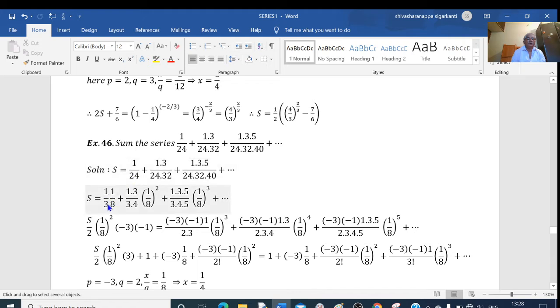I will write this as 1 by 3 into 1 by 8 plus 1 into 3 divided by, this is 8 into 3, 8 into 4, that is 3 into 4 into 8 square, that is 1 by 8 whole square. Plus 1 into 3 into 5 divided by, this is 8 into 3, 8 into 4, 8 into 5. That is 3 into 4 into 5 into 3 8s are there, that is 8 cube, means that is 1 by 8 to the power of 3.